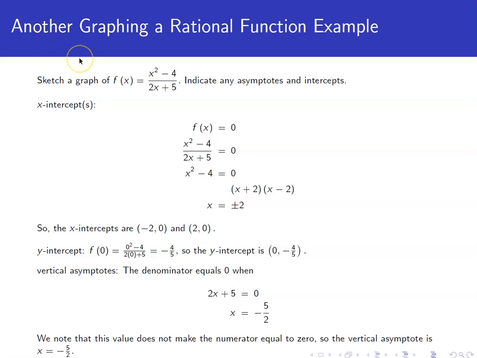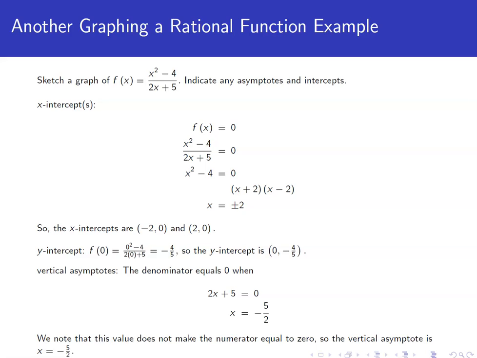In this video, we're going to look at another example of graphing a rational function. In this case, we have the function f of x equals x squared minus 4 over 2x plus 5. We're going to get the graph of this by getting intercepts and looking at vertical, horizontal, and oblique asymptotes.